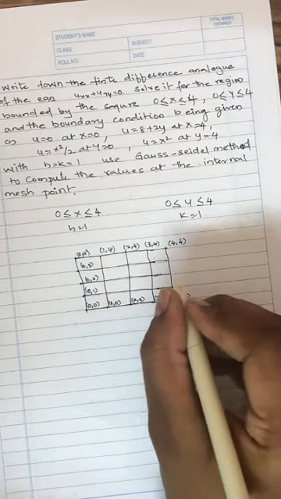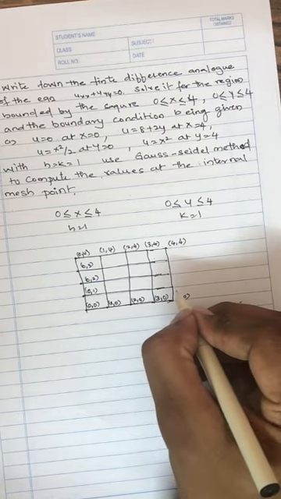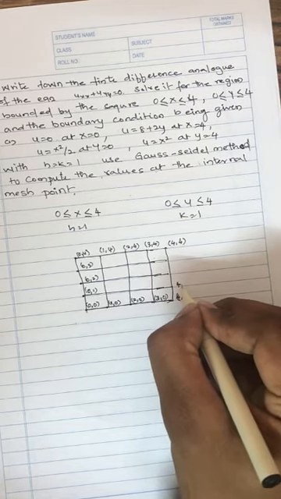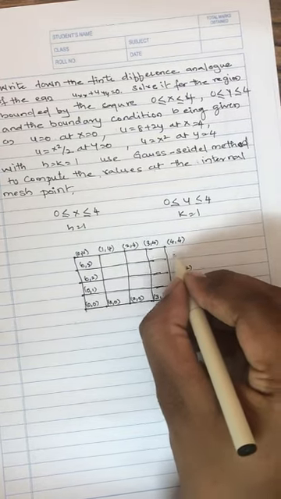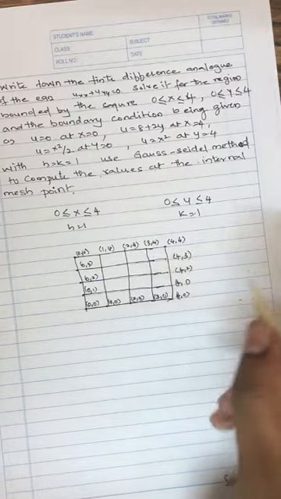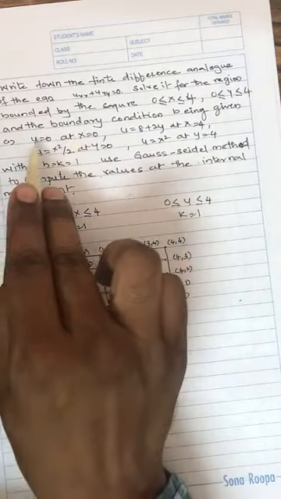Okay, so the external mesh values can be calculated by using the boundary conditions. So here x will be 4, y will be 1. X will be 4, y will be 2. X will be 4 and y will be 3. These are the values.